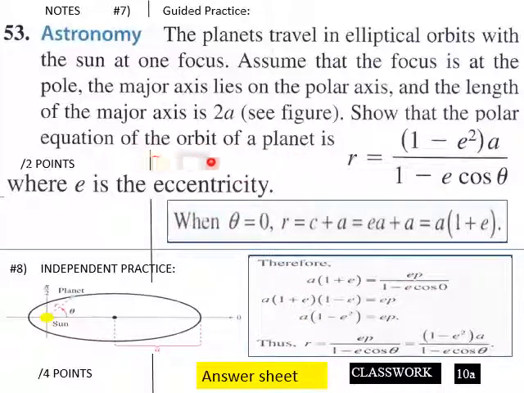Show that the polar equation of the orbit is this here. And we just did that.